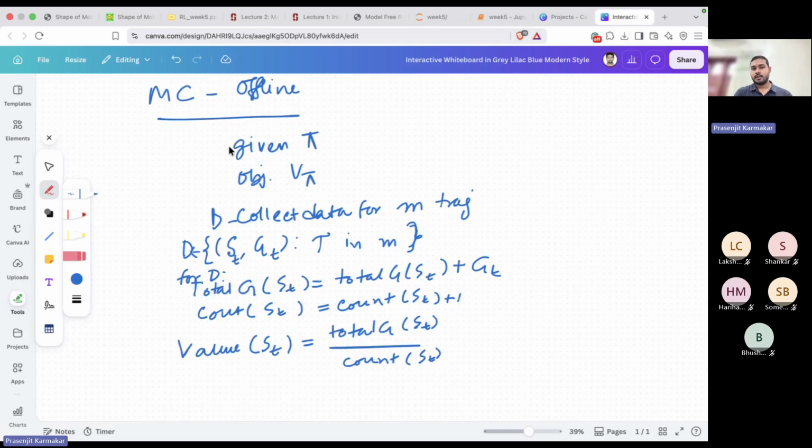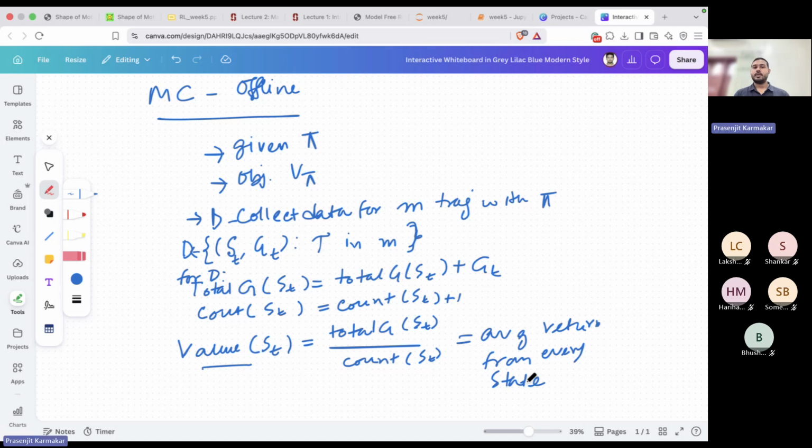So what are the steps? Given a pi, our objective is to compute V pi. You collect a lot of data, let's say M trajectories, by interacting in the environment with that policy pi. Then you get the total sum of return from every state and how many times that state occurred, and divide one by the other so that you get the value. So basically what you get is the average return from every state.